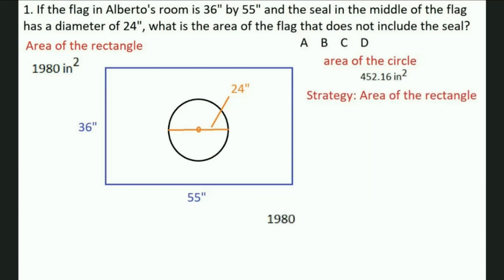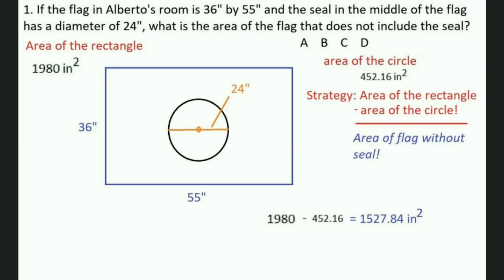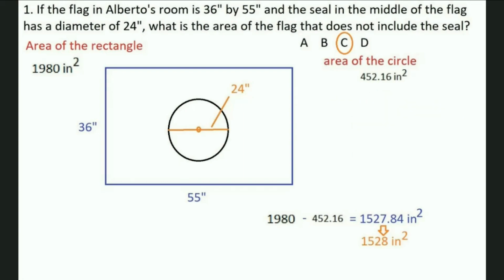Now, all we do now is subtract. So, 1980 minus the area of the circle, which is 452.16, equals 1,527.84 inches squared, and we round that to 1,528 inches squared. So our answer here is C. Our answer is C. So moving on to number 2.